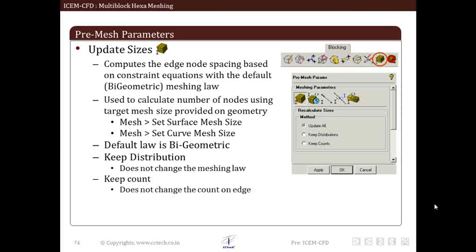We can also use Keep Distribution to adjust number of nodes on each edge based on global surface or curve mesh size. It differs from Update All method in that edge follows geometric law assigned to it and not the default geometric law. This is the keep distribution option. By enabling keep count, we can change geometry law of edges to default, that is bigeometric. This option differs from update all and keep distribution in that the distribution of nodes is not altered according to the global surface or curve mesh size. This is the keep counts option.